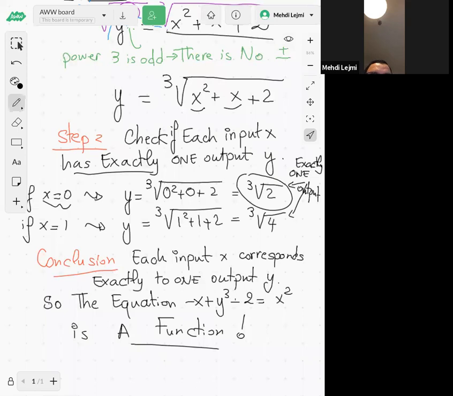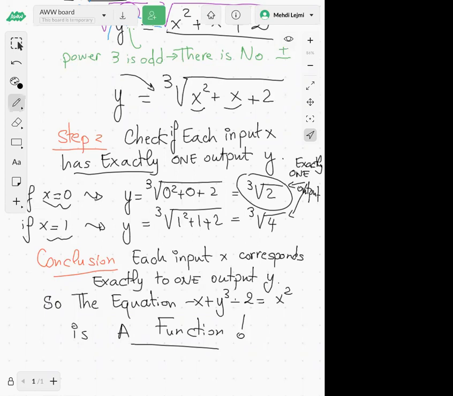Yeah, well, here I just took random values of x, but in general, what you have to do, guys, is just make sure that there is no plus or minus here in your answer. I mean, if there is no plus or minus, then you're going to have a function, right? I just took random values here of x to see that I have exactly one output. Okay, so in the test or in the homework, all you have to do is just take one or two values of x, check if you have exactly one output, and then you can say whether the equation is a function or not.